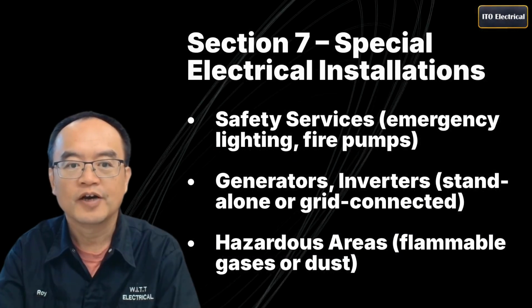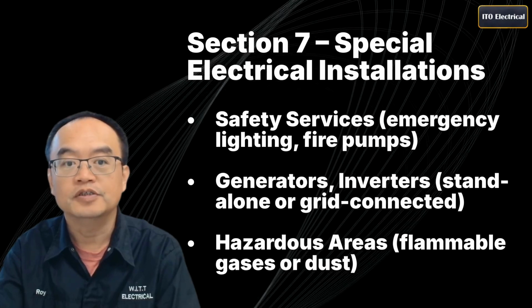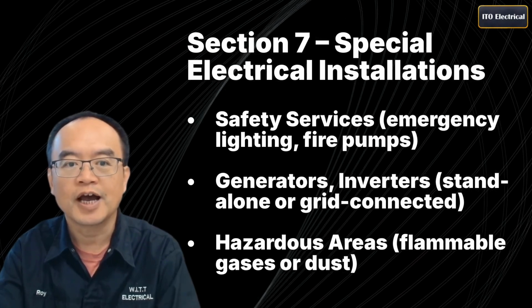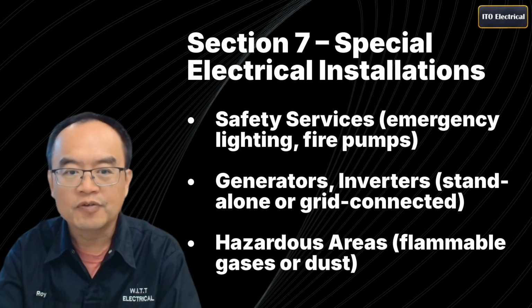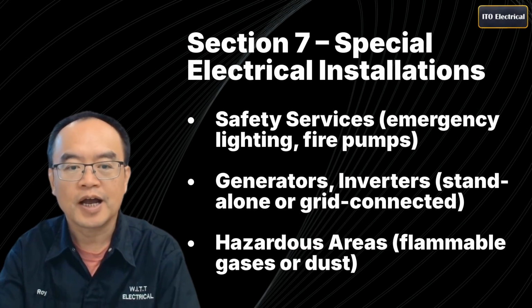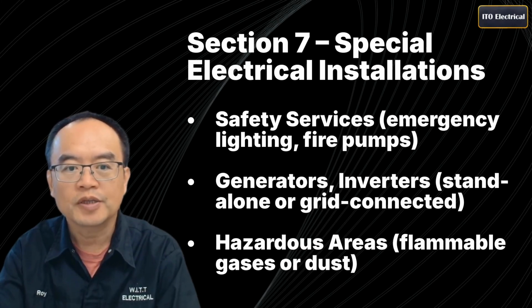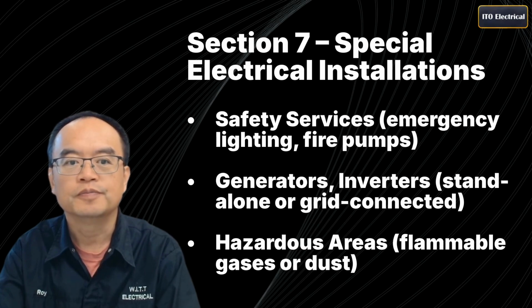Section 7 covers everything outside the norm: emergency systems that must keep working during outages, alternative energy sources like solar inverters, and environments with explosive or flammable hazards. Each unique scenario has special compliance requirements.